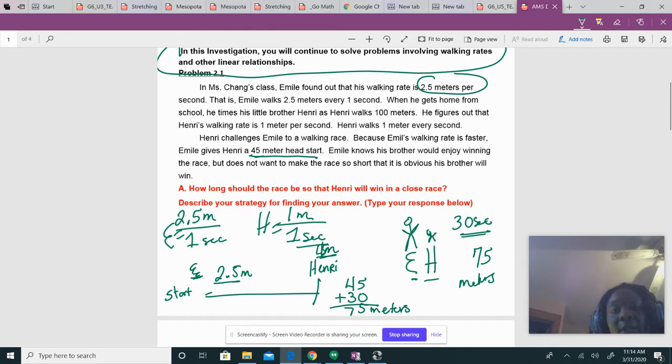So again, the answer is the race should be about 75 meters. I don't want to take the time to make the table, but you could have done it in Google Sheets to show what it is at time value 0, and then 1, 2, 3, 4, 5, 6, 7, 8, 9, 10. For Henri, it's going to be 1, 2, 3, 4, 5, 6, 7, 8, 9, 10 per second, but not really, because you're adding the 45 meters to it.